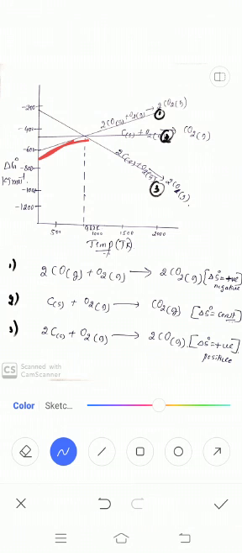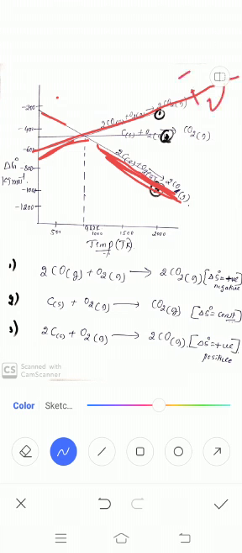At higher temperature, what happens? You see this line? This line is lying below the formation of iron oxide. Actually, iron oxide is not shown here. Somewhere iron oxide will come here like this, ferric oxide. The line is lying below this ferric oxide. Therefore, at higher temperature, carbon can be used as a reducing agent.